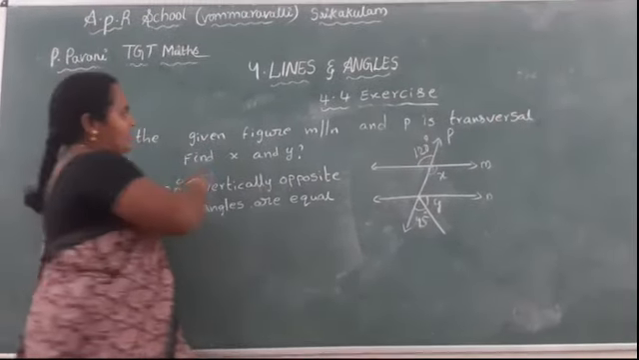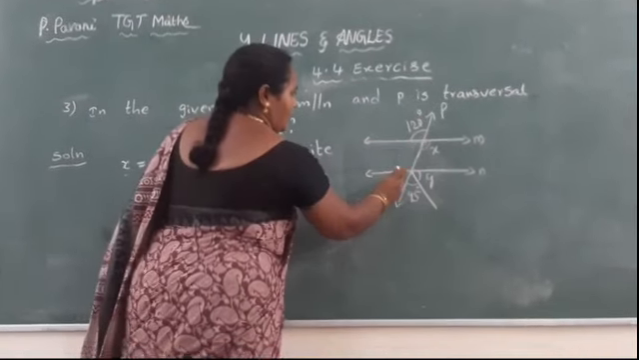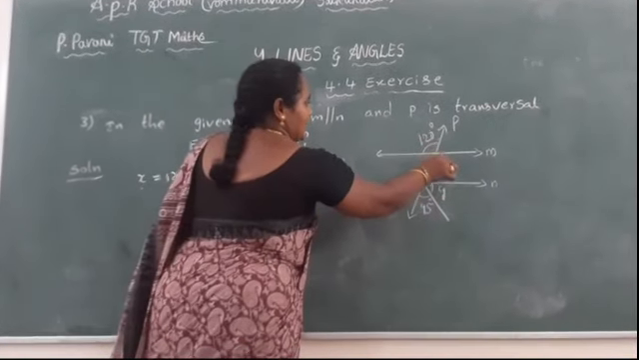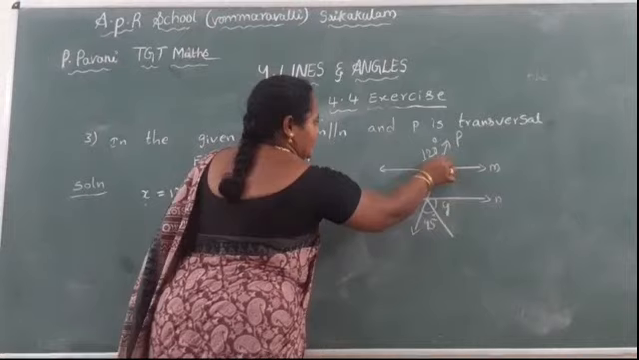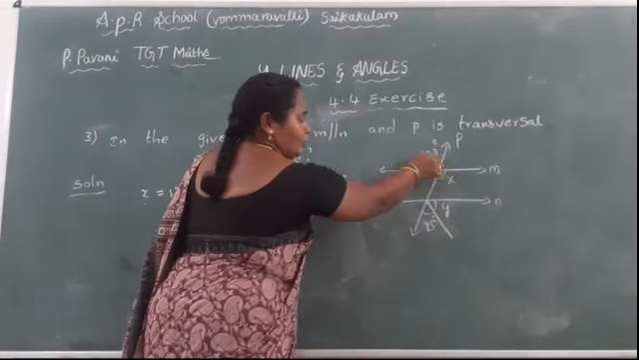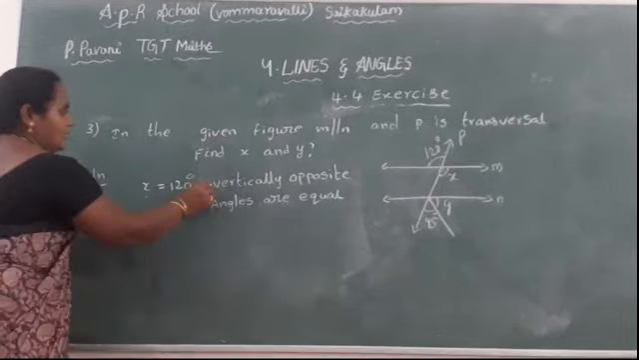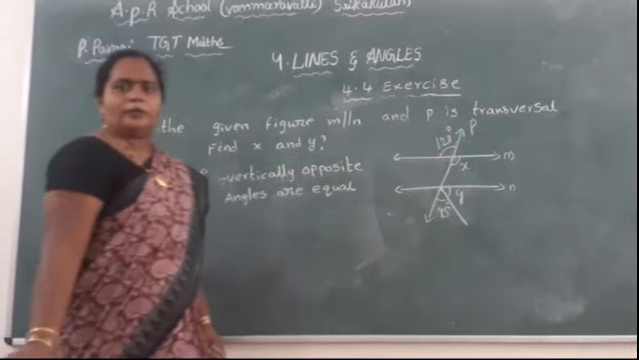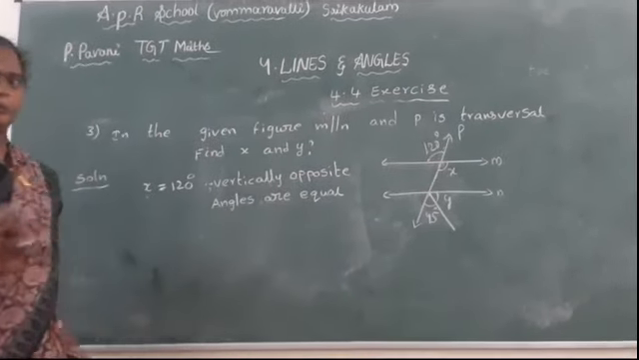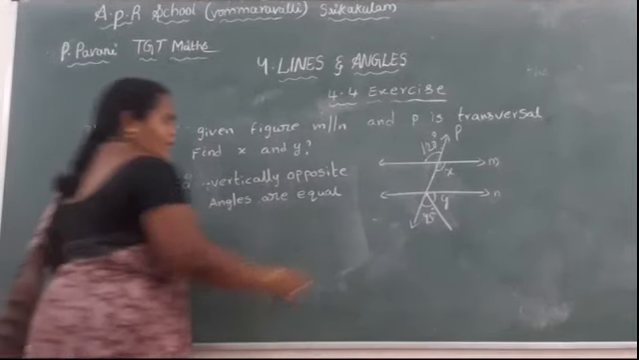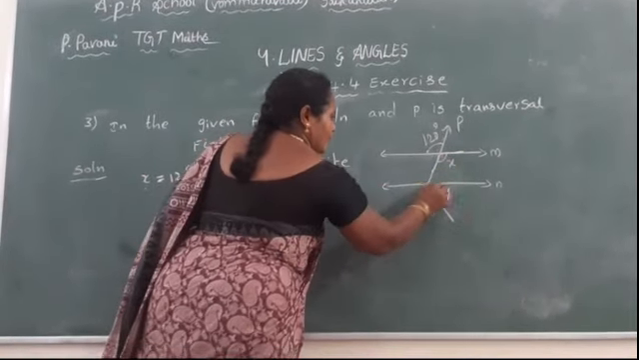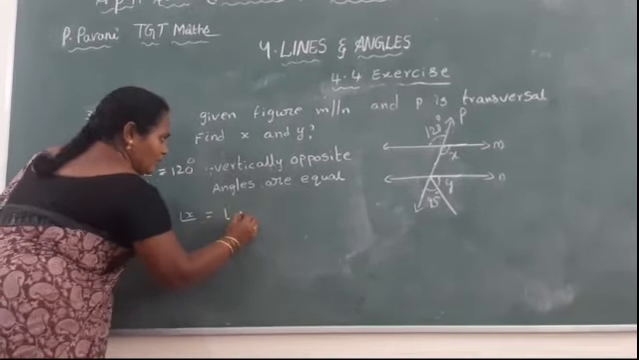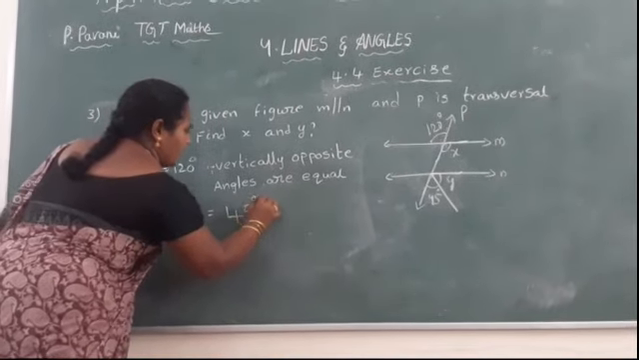Next sum. Here in this figure, M and N are parallel lines and T is the transversal. Here is angle x, here is 120. Angle x is equal to 120 degrees, as we know that vertically opposite angles are equal. And angle x is equal to 45 plus y.